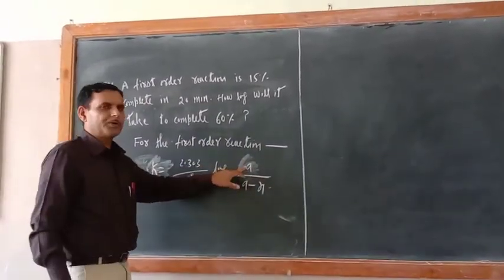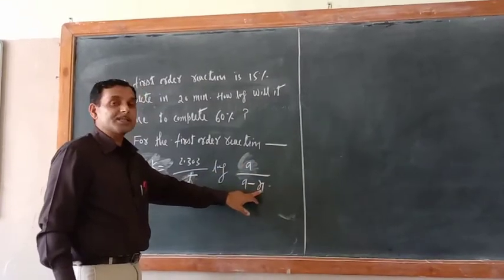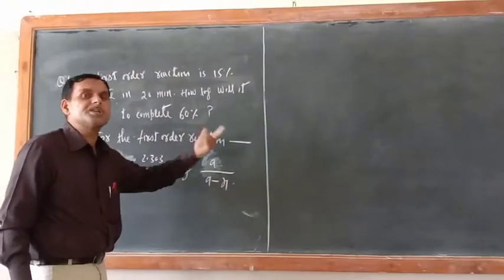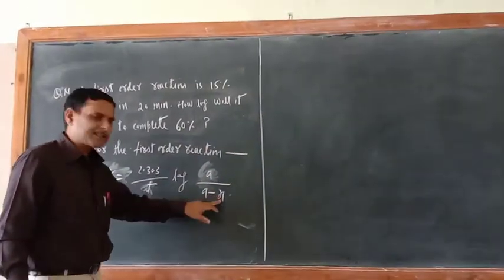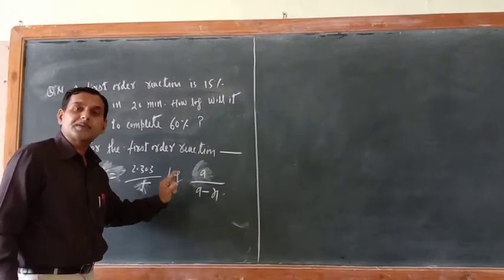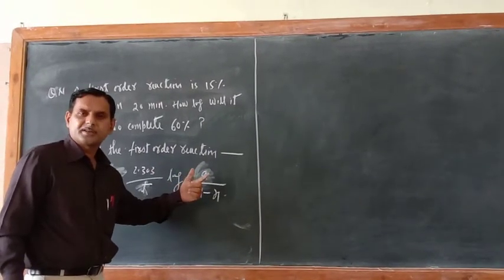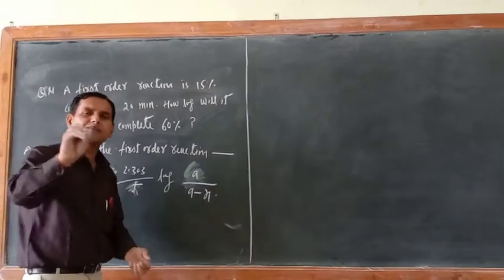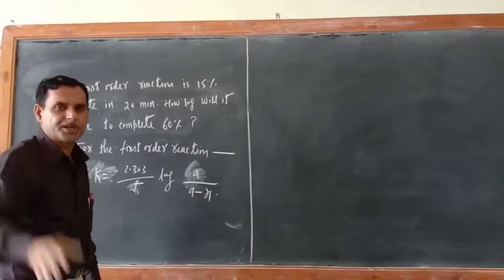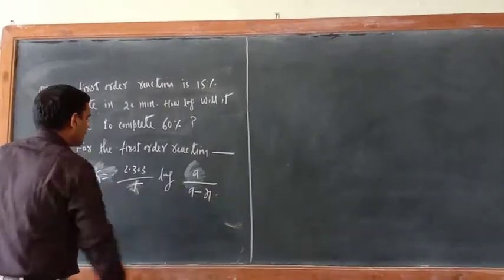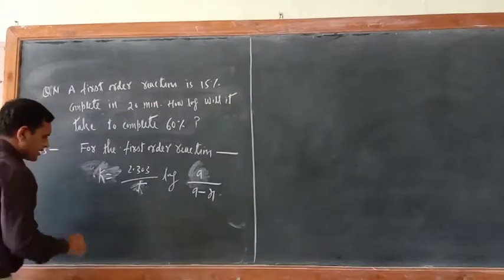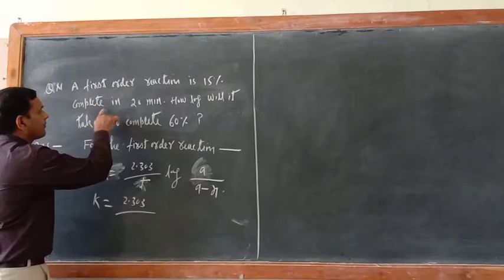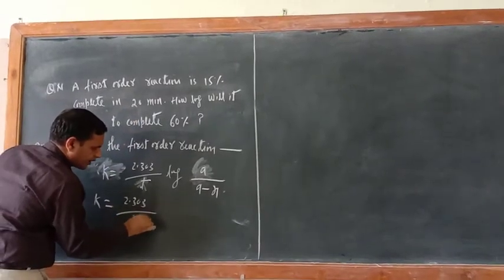Where a equal to initial concentration and x is the amount of substance which disintegrated from its initial concentration. What is x here? X is the amount of substance which is disintegrated from its initial concentration. X is simply the amount of substance disintegrated. So x equal to 15 here in the first case. So K equal to 2.303, time they have given 20 minutes, so write down here 20 minutes.